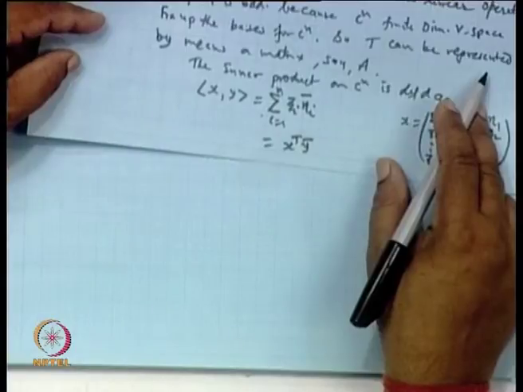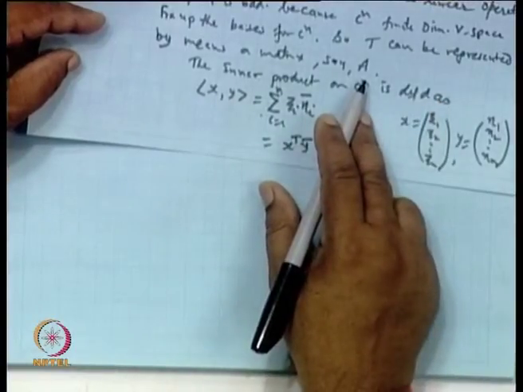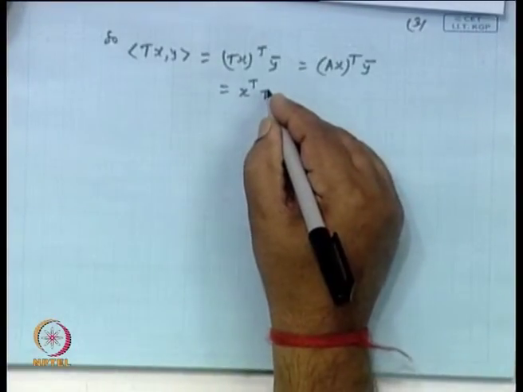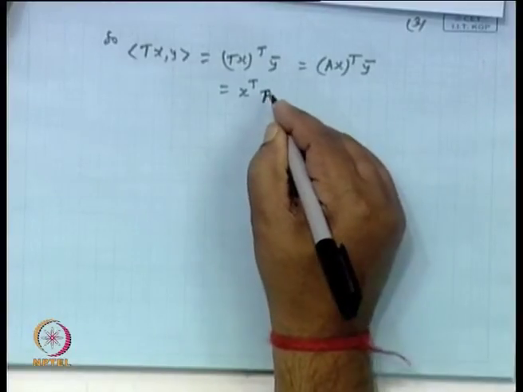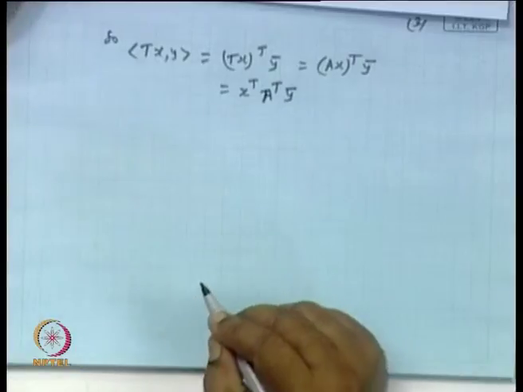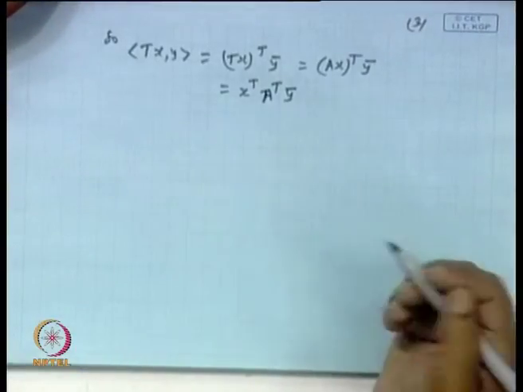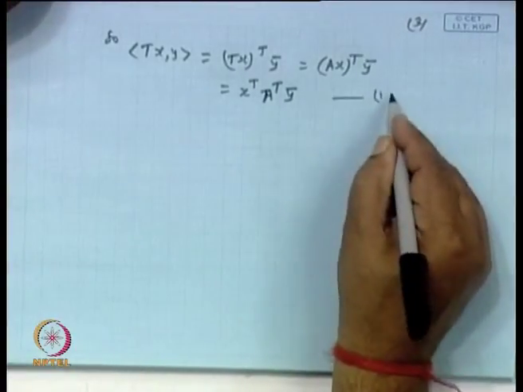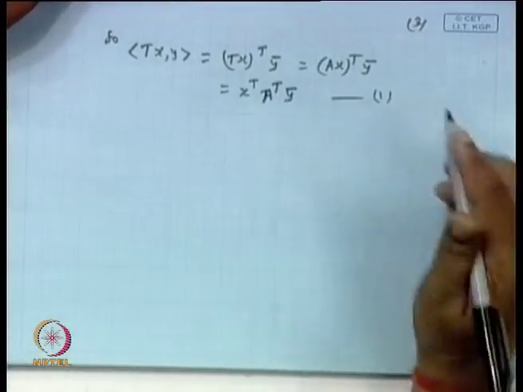T is an operator on a finite dimensional space, so it will be represented by the matrix A. So it will be x transpose A transpose into y bar. Is this clear or not? So we are getting this one. Let it be 1.